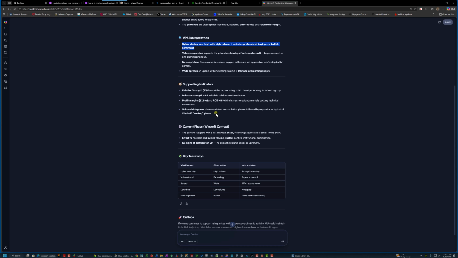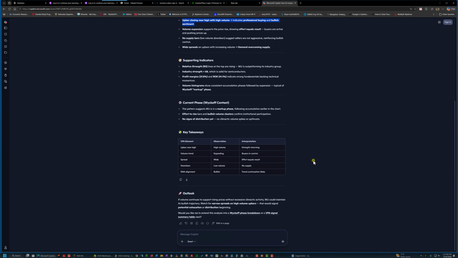Volume histograms show consistent accumulation phases followed by expansion, typical of Wyckoff markup. Current phase, Wyckoff context. Pattern suggests MU is in a markup phase following accumulation earlier in the chart. Effort to raise bars in bullish volume clusters confirm institutional participation. No signs of distribution yet. No climactic volume spikes or upthrusts.